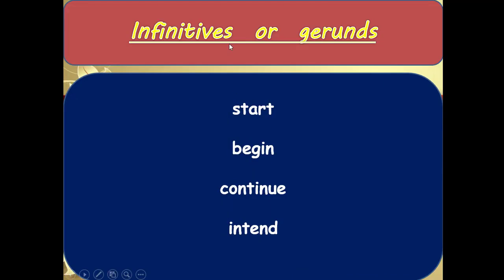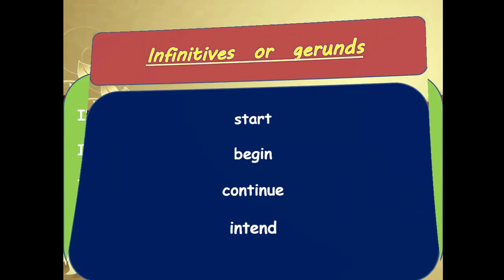Go to some verbs that may be infinitives or gerunds. So you can treat them like infinitives, to add infinitive after them, or to add gerund. For example, start, begin, continue, intend, also like, love, enjoy, prefer. Okay.